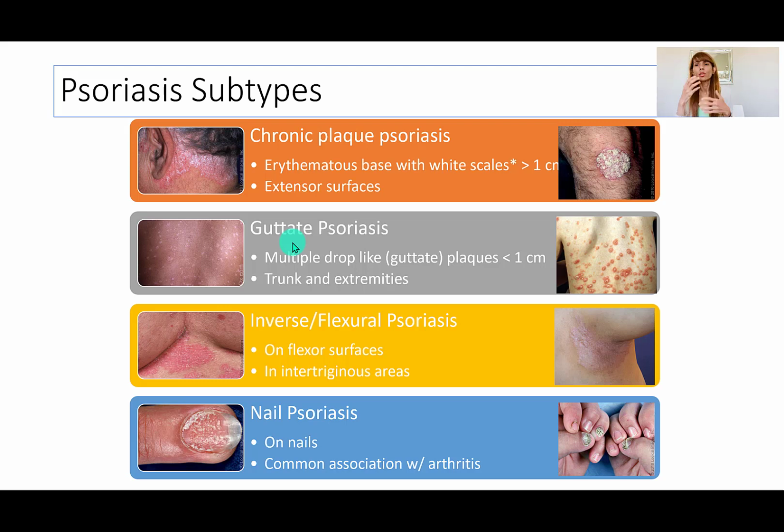Then there is inverse or flexural psoriasis. So this is one subtype which is not necessarily on the extensor surfaces. It's a very small subtype. Very few people have it, and it is going to be on the flexor surfaces, usually in the intertriginous areas, for example, in the skin folds. Then lastly, there is nail psoriasis, and nail psoriasis is going to be on the nails, of course. And the important thing to remember is that these people are going to be particularly at risk for developing psoriatic arthritis.